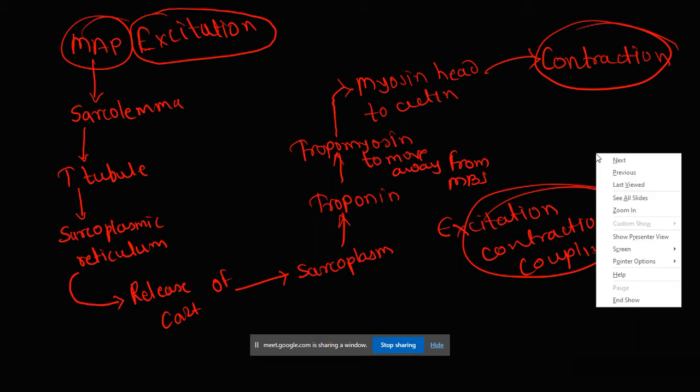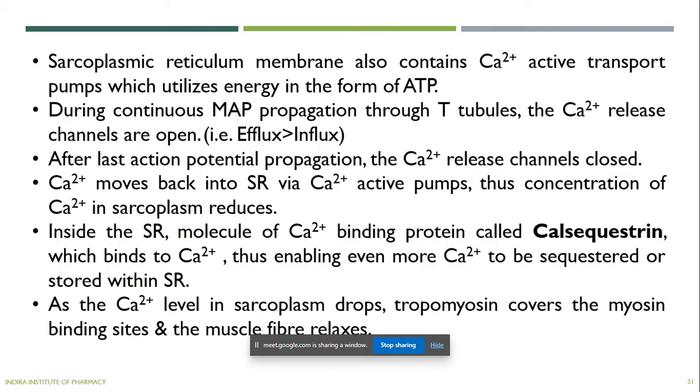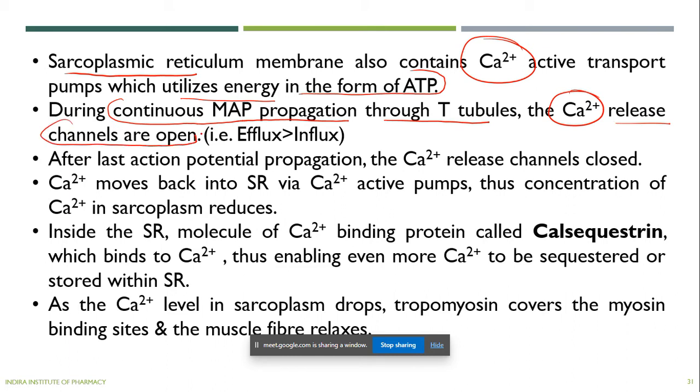Okay, so now we'll move back to the normal step. Now the sarcoplasmic reticulum membrane also contains a calcium active transport pump which utilizes energy in the form of ATP. During continuous muscle action potential propagation through T-tubules, the calcium release channels are open. It means efflux is more than influx.